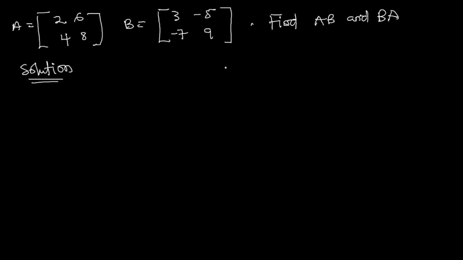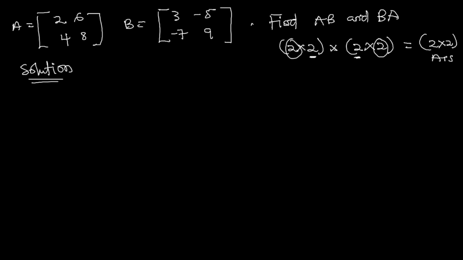Like I said, the first thing we need to do is to make sure the orders of these matrices match, and verify whether we can multiply these two matrices. This matrix has 2 rows and 2 columns, so it is a 2 by 2 matrix, multiplied by the second one, which is also a 2 by 2 matrix. The fact that these two are the same means we are expecting to get a 2 by 2 matrix as our final answer.